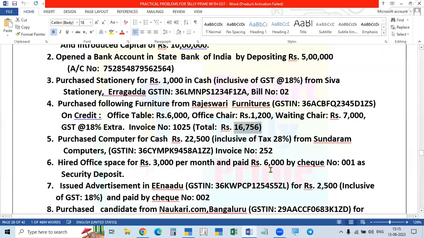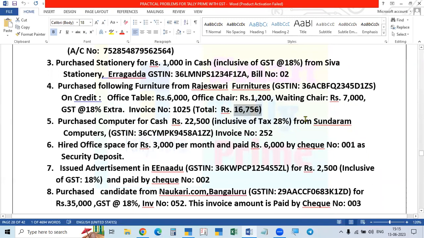Over. Then purchased computer from Sundaram. This is inclusive of tax. So this is also, see here, purchased on credit. The amount is not paid, so it is a credit bill. Here also purchased computer inclusive of tax. This is also a credit bill. Cheque or cash not paid. So now we have to again do it. What is the bill number?